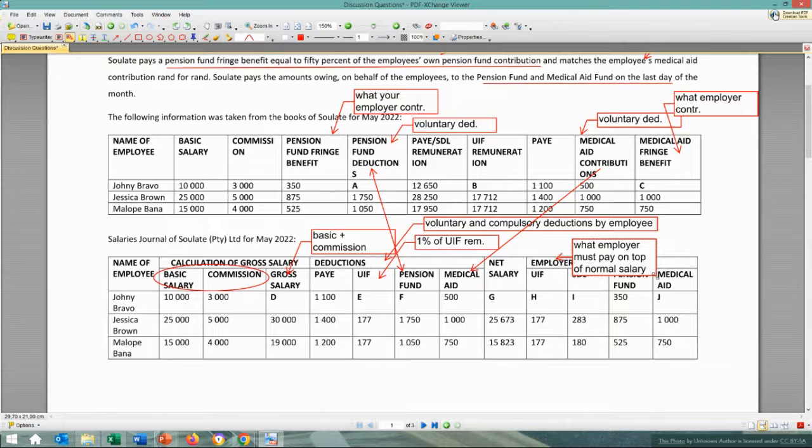Okay, so these employer contributions are what your employer pays on top of your normal salary. So this is in addition. Based on that information, what do you think the employer will pay for your UIF on H? We said when we talked about UIF, both your employee and your employer contribute 1% of the UIF remuneration to SARS. Now, based on that information, what is the amount that we would capture under H?